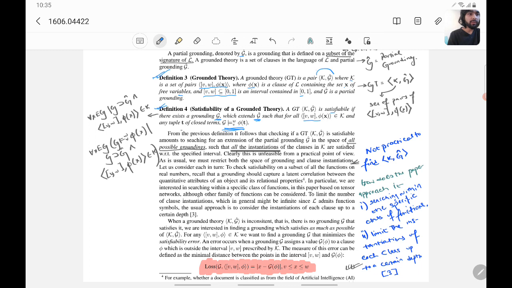Ideally what it's trying to do is find such a grounding. Given a partial grounding, finding the space of all possible groundings is one challenge, along with the instantiations of all these closed clauses and whatever vectors there are, so you try all the instantiations.